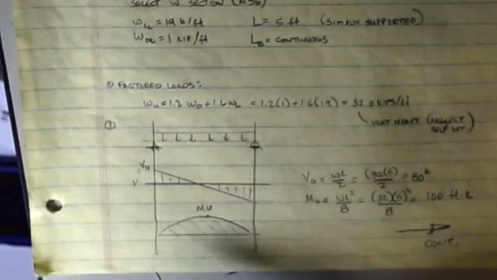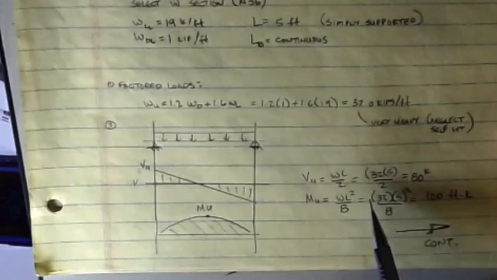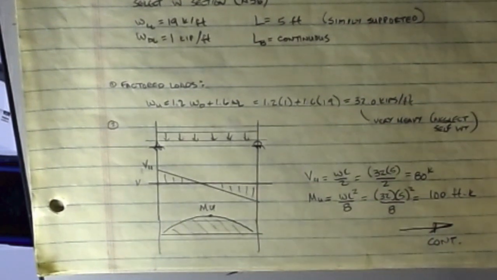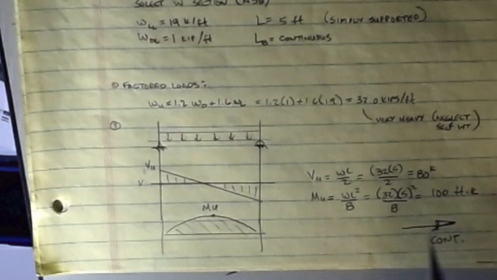All right, now the moment diagram is parabolic. That's the old WL squared over 8 because this was uniformly loaded over the entire length. So 32 times 5 squared divided by 8, we're looking at 100 foot-kips. That's not an insignificant moment, but it's not huge. Okay, let's start to look at that.